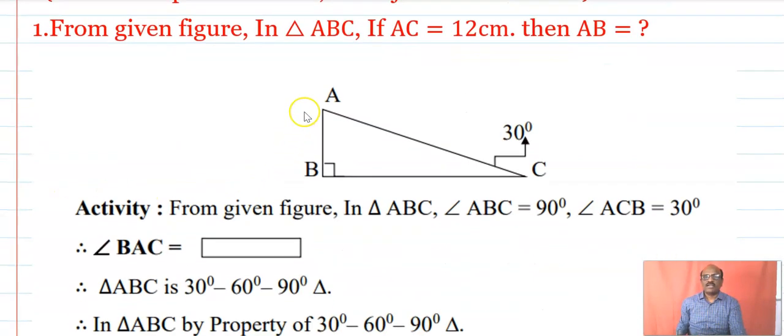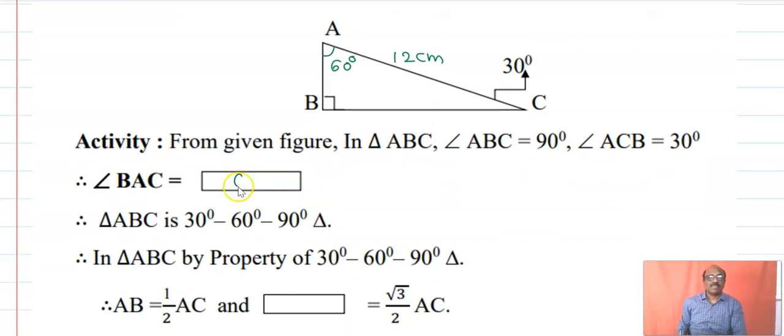From the given figure, in triangle ABC, AC is equal to 12 centimeter, which means the hypotenuse. Then what is AB? Now the activity. In triangle ABC, the measure of angle ABC is 90 degree, angle ACB is 30, and therefore the measure of angle BAC is 60 degree, by the sum of the measures of the angles of a triangle.